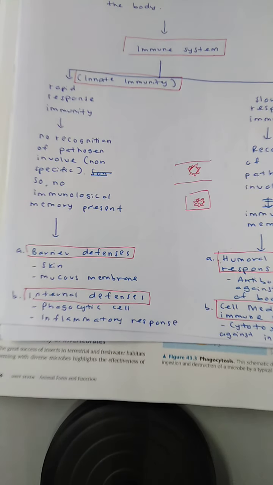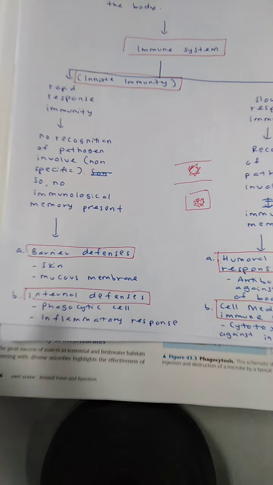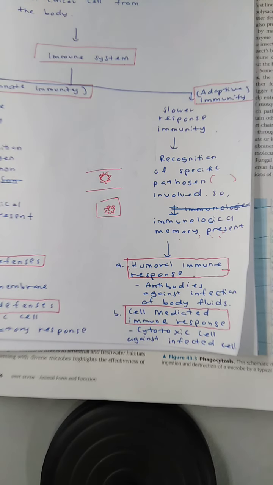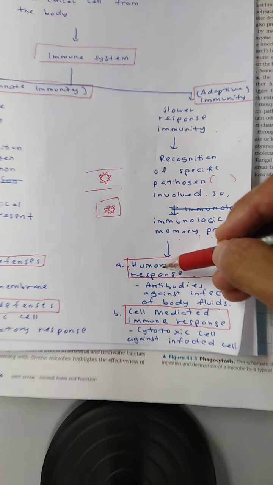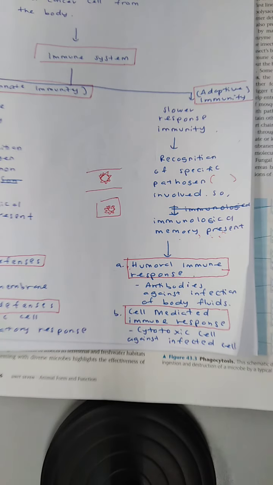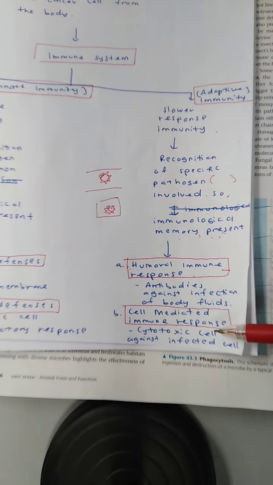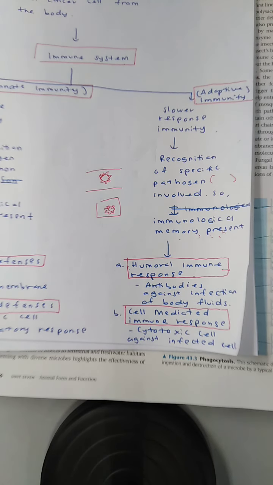Dalam innate immunity, we divide them into two. The first one, barrier defense. The second one, internal defense. Manakala, meanwhile, for the adaptive immunity, we divide them into two. The first one involves secretion of antibodies, we call it humoral immune response. The second one involves presence of the cytotoxic cell. This is called cell-mediated immune response.